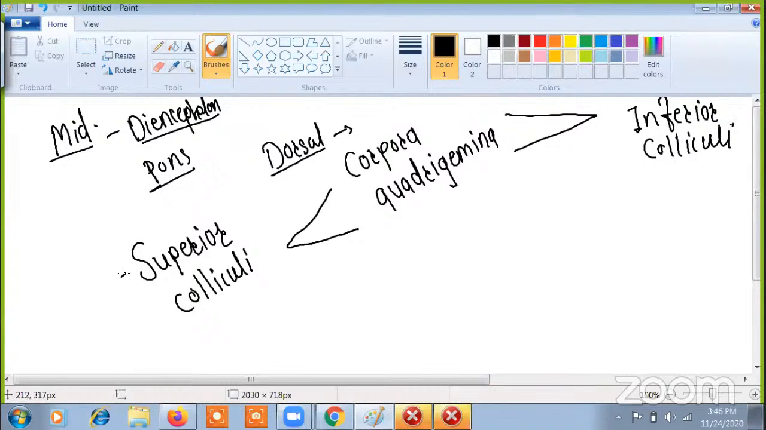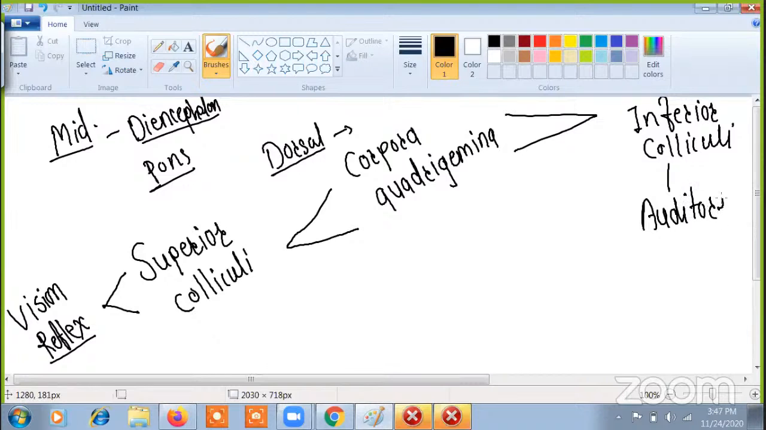Superior colliculi is related with the vision reflex. Inferior colliculi is related to the auditory reflex. Movement of the head you can consider according to the light or according to the sound. Auditory reflex.